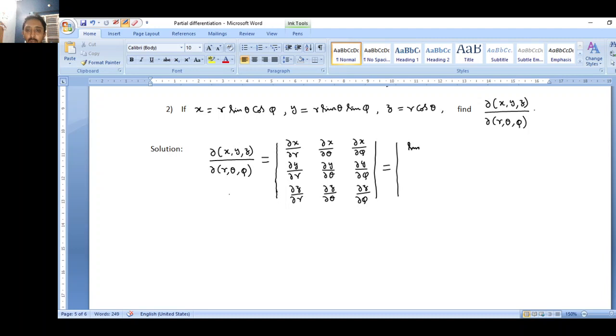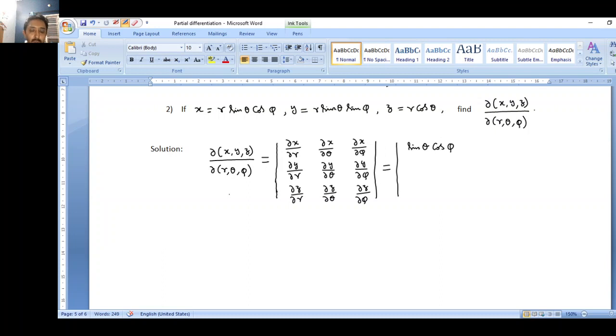Now dou x by dou theta, the next term, what would that be? When you go for dou x by dou theta, r is constant, phi is constant, so cos phi is a constant. So r cos phi will remain as it is, and this will be r cos theta cos phi. Okay, so this is dou x by dou theta.